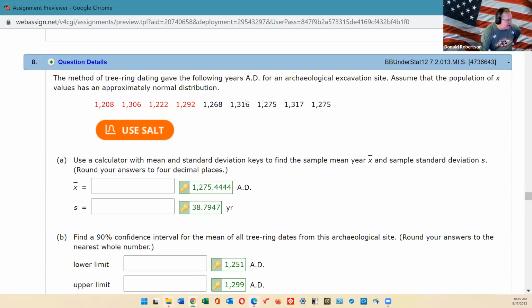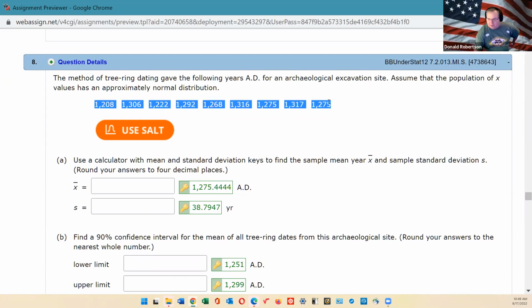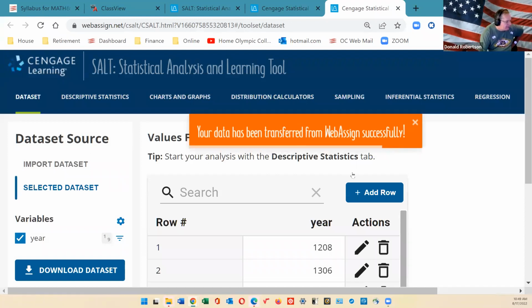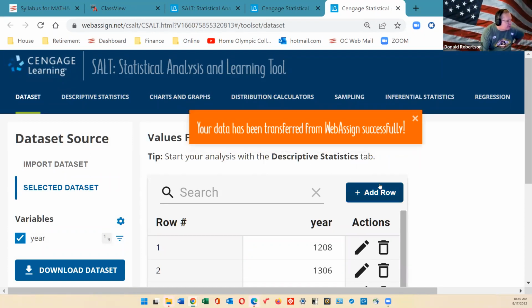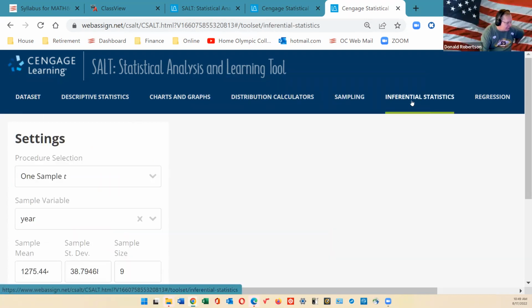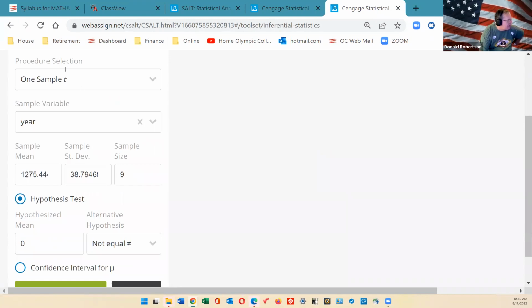Here is your data. Can you imagine that was the 200 people and whatever their ages are, right? If you want to do a confidence interval, you hit use salt, and salt will upload all the numbers that you need. Done. If I then go to inferential statistics and do it as a one sample t, do you see all the numbers I need are already uploaded? That was my problem before.